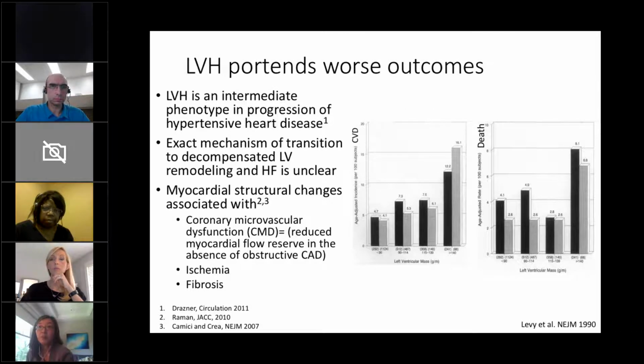So we know from prior studies that LVH portends worse outcomes, and it's thought that LVH is an important intermediate phenotype in the progression of hypertensive heart disease. This is also data from the Framingham Heart Study that show that as LV mass increases in both men and women, the age-adjusted incidence of both cardiovascular disease and death increases. However, despite these observations, the exact mechanism of this transition to decompensated LV remodeling and heart failure is unclear, although we do have evidence that myocardial structural changes are associated with CMD, ischemia, and fibrosis. Next slide, please.